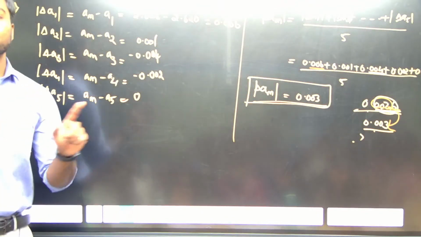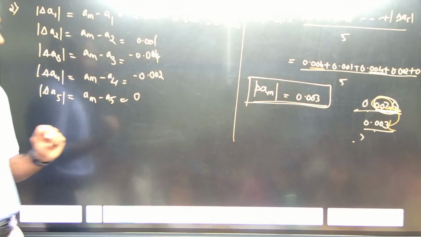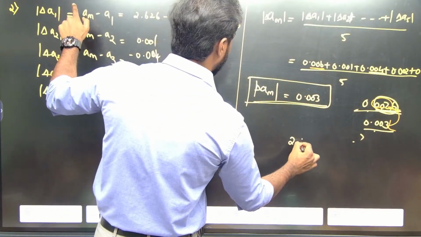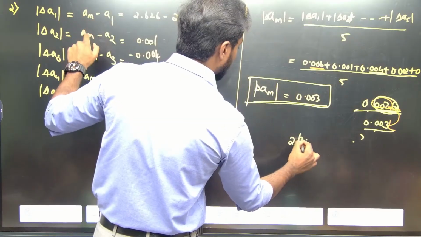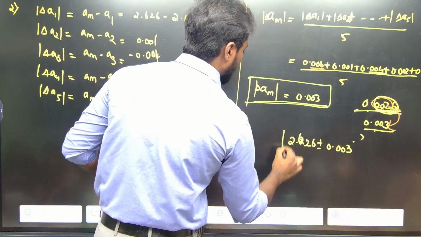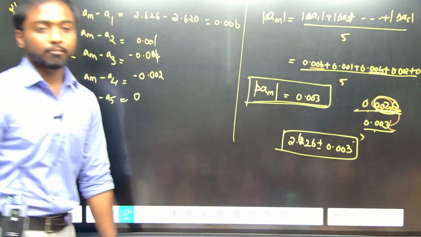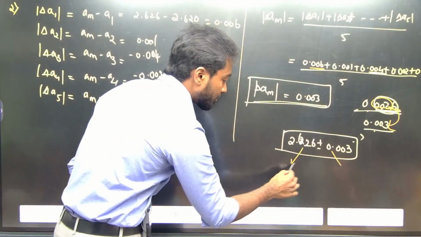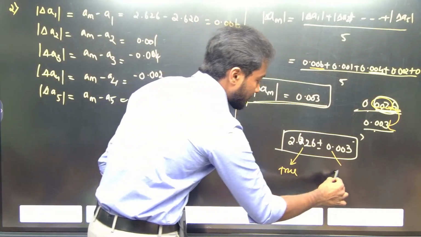Now how to write the equation: what is the length we got? 2.626 plus or minus 0.003. This is how we will write that. The meaning of this is, this is the true value and this is the error.